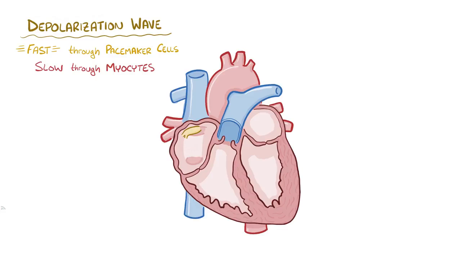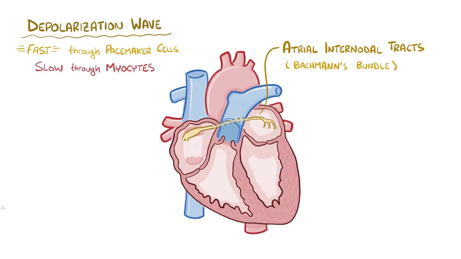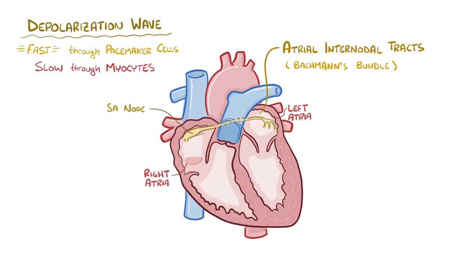Some pacemakers lie along atrial internodal tracts, also called Bachmann's bundle, which connects the SA node to spots in the right and left atria, so that the depolarization wave can quickly reach atrial myocytes in both atria. When the atrial myocytes get depolarized, they contract, which pushes blood from the atria into the ventricles. While this is happening, the depolarization wave also travels from the SA node through the pacemaker cells to the atrioventricular, or AV node.